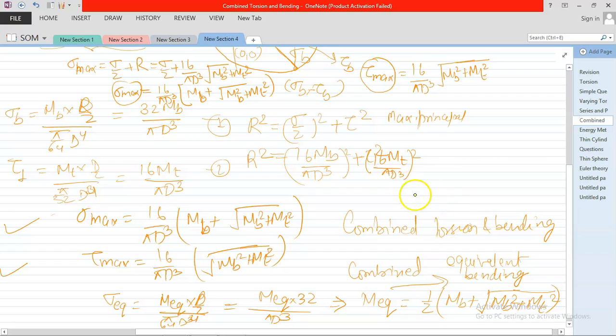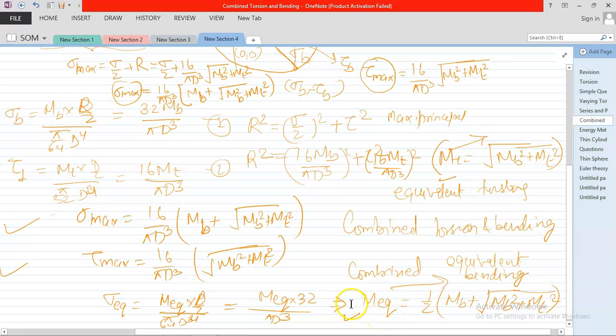Similarly, the equivalent twisting moment would be substituted like that, and you will get Mt equivalent is equal to under root Mb square plus Mt square. So please remember, these questions also come in exams, and if you give a test series they will ask for the equivalent twisting moment and equivalent bending moment. So these are the formulas.